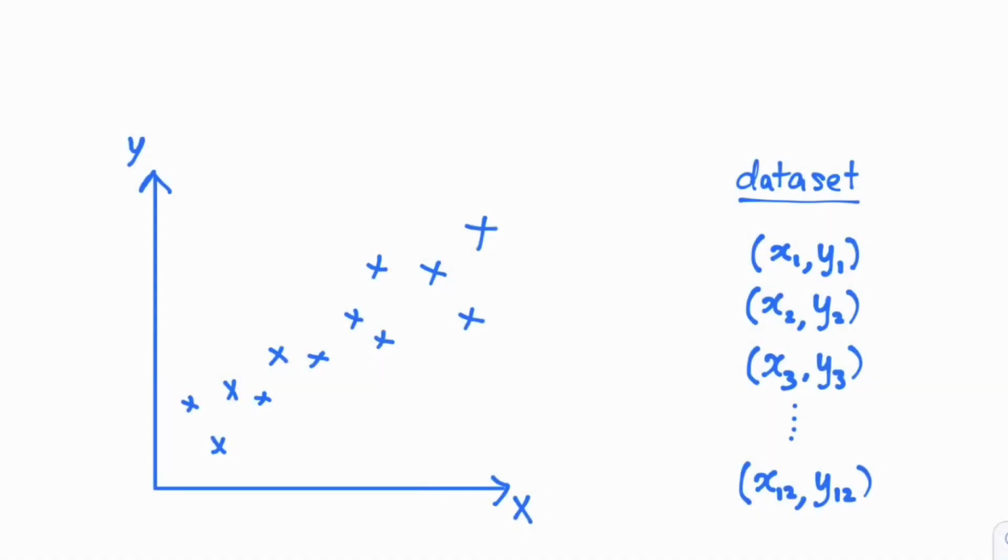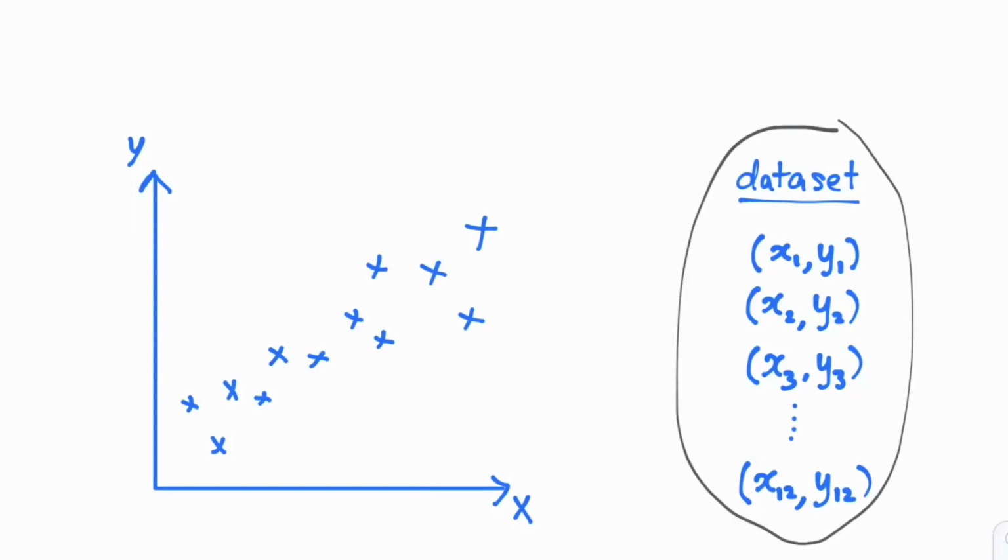In this video, I'm going to give a short introduction on linear regression. Suppose we collect data from a population and measure the values of two variables, x and y. So on the right here, I have written down a data set with 12 data points. x1, y1 represents the first observation, x2, y2 is the second observation, x3, y3 is the third observation, and so on up to x12, y12.